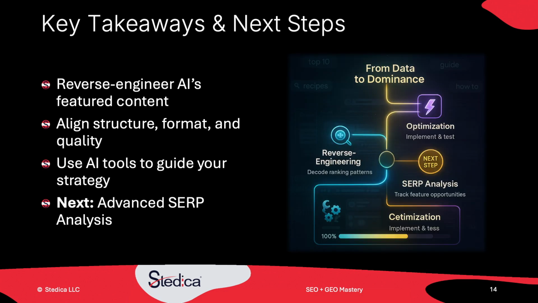So here's your big takeaway. AI Overview Reverse Engineering is all about understanding how search engines, powered by AI, choose which content to feature. By studying the content that gets selected, you can structure your own content to be a perfect fit. In the next topic, we're going to take this even further with advanced SERP analysis, learning how to break down search results to uncover hidden opportunities. Ready? Let's dive in.